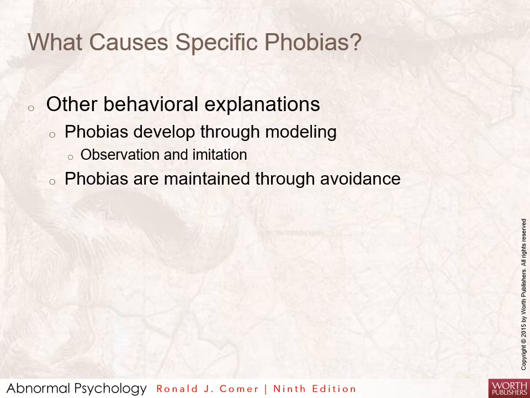Phobias can also be developed through modeling, so you don't have to be classically conditioned. You can develop one through watching somebody else have a problem. In the case of the video that you should watch on Blackboard, the guy developed a phobia because he saw his friend when he was young get viciously attacked by a dog. So the dog didn't attack him, but by seeing his friend get viciously attacked, he developed a phobia through imitation, through modeling.